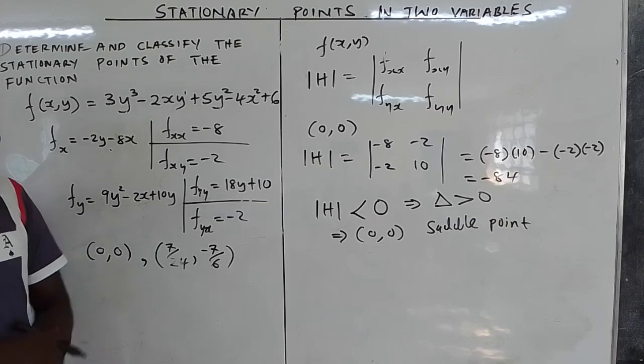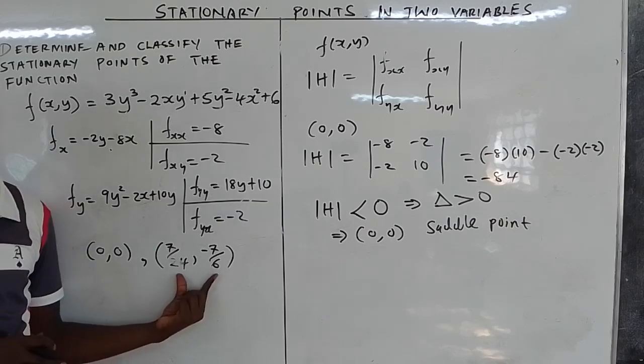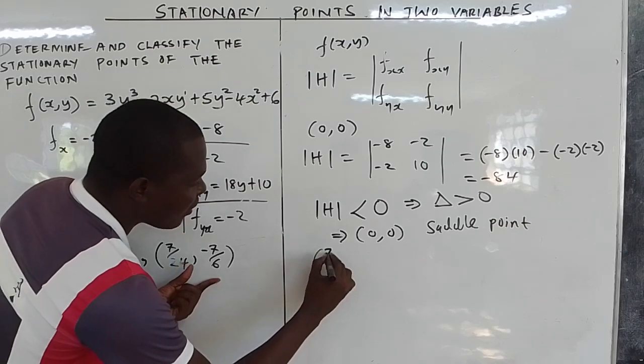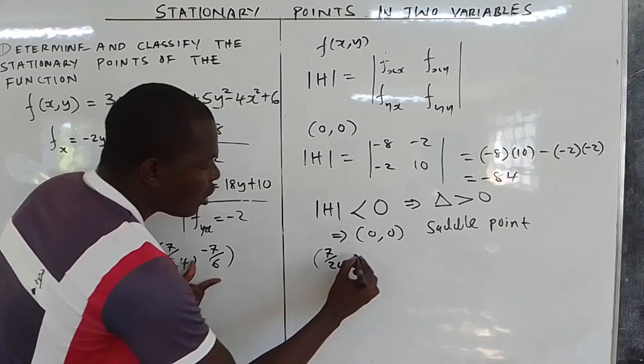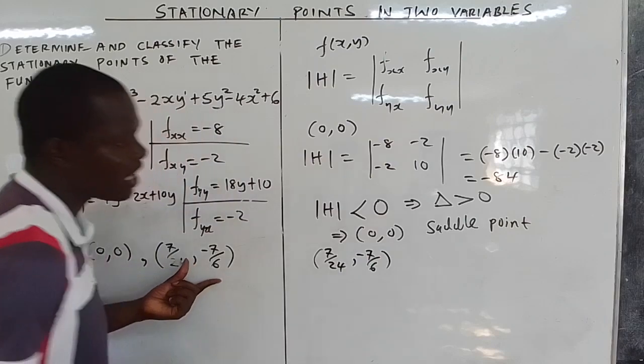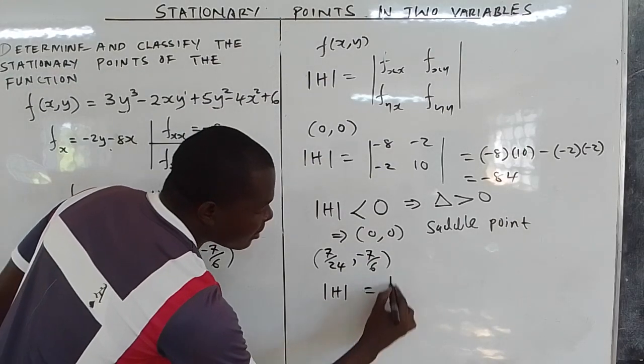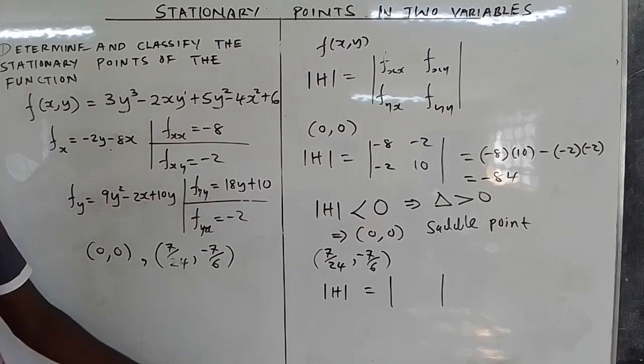We go again and we classify the next point. Can we now classify the next point? The point is 7 over 24, comma negative 7 over 6. Can we now classify this? Get the determinant of the Hessian matrix. What do you have? Start.